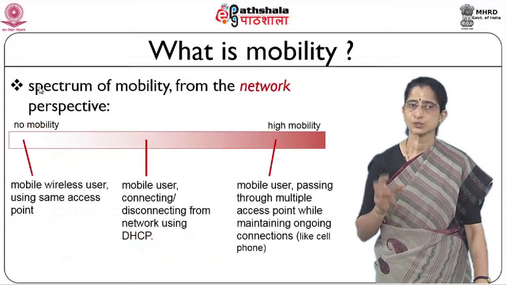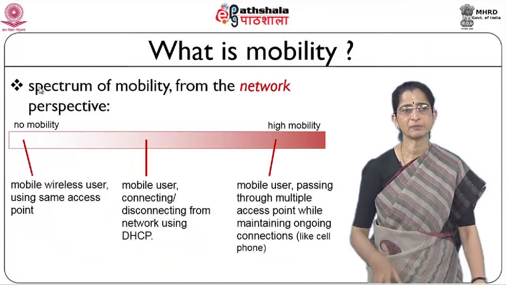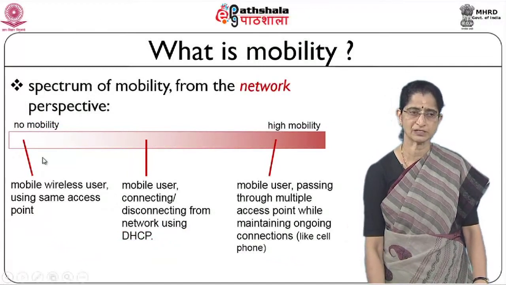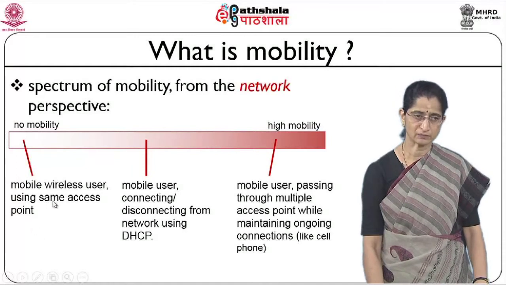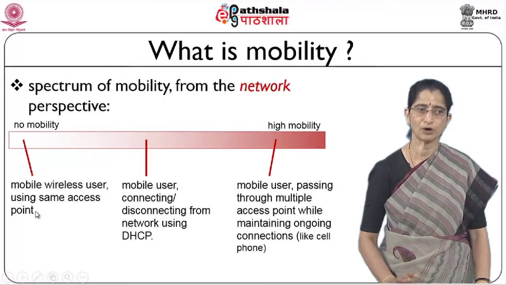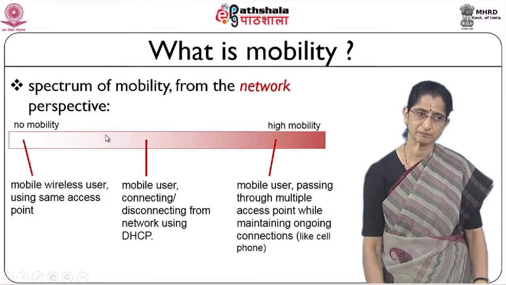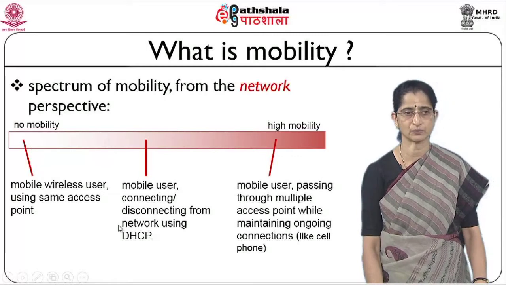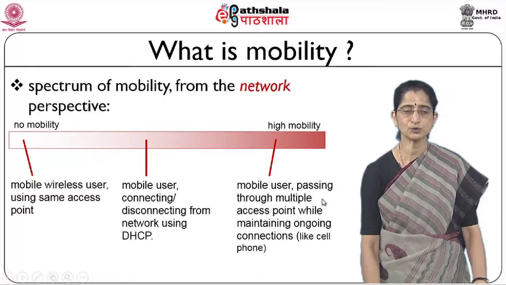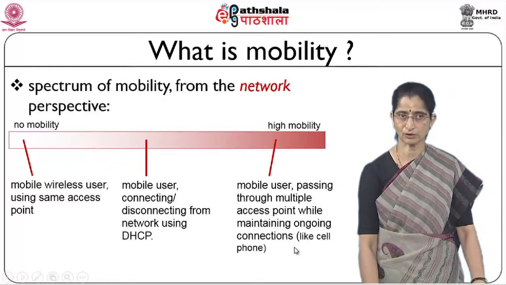Okay. So, what do we mean by mobility in this context from a network perspective? From a network perspective, at one end we have no mobility. It could be just a mobile wireless user, but using the same access point. That is considered as not mobile from a network perspective, because they are always connected to the same access point, always connected to the same network. At the other end, high mobility is where you have a mobile user who passes through multiple access points while maintaining ongoing connections, almost like a cell phone.